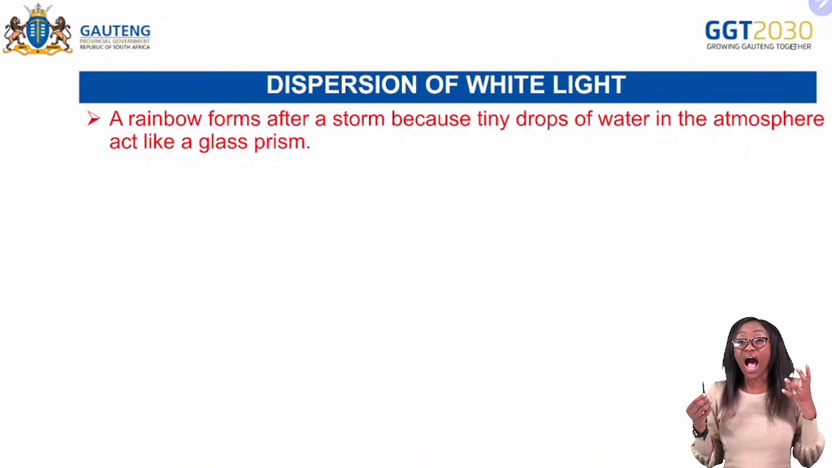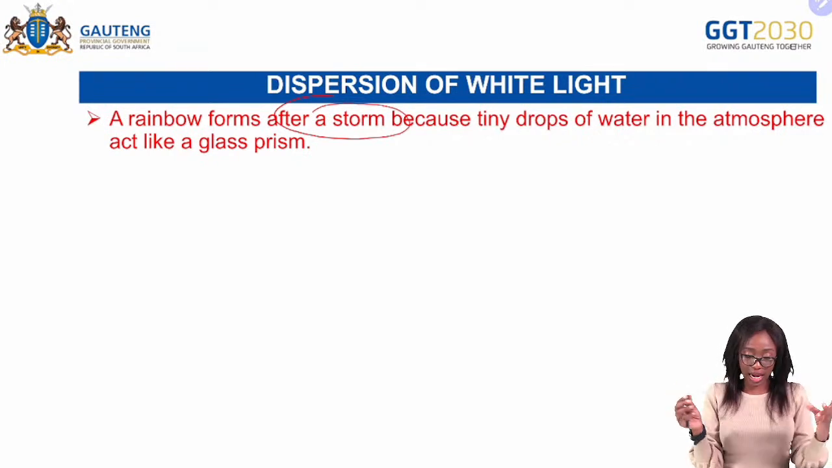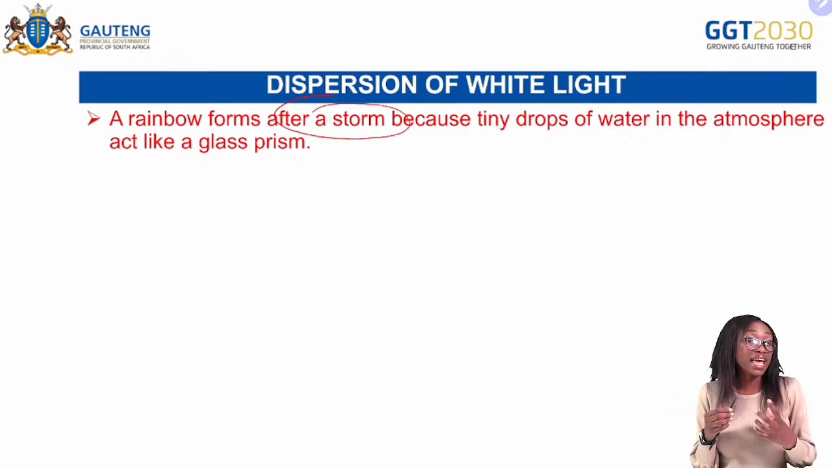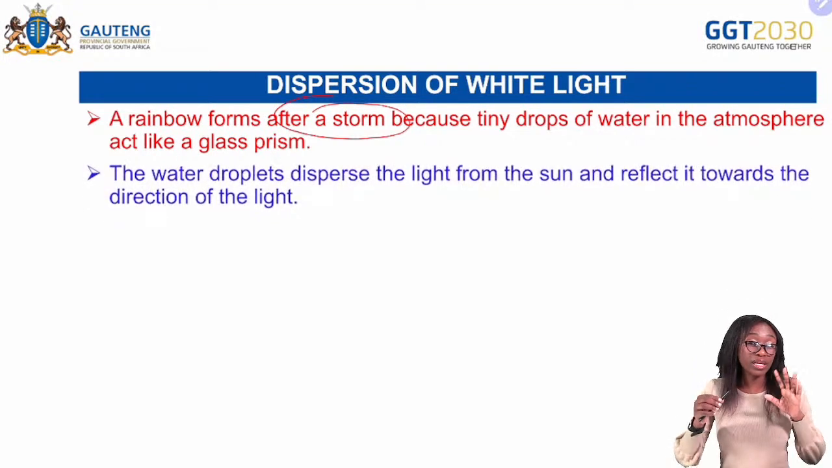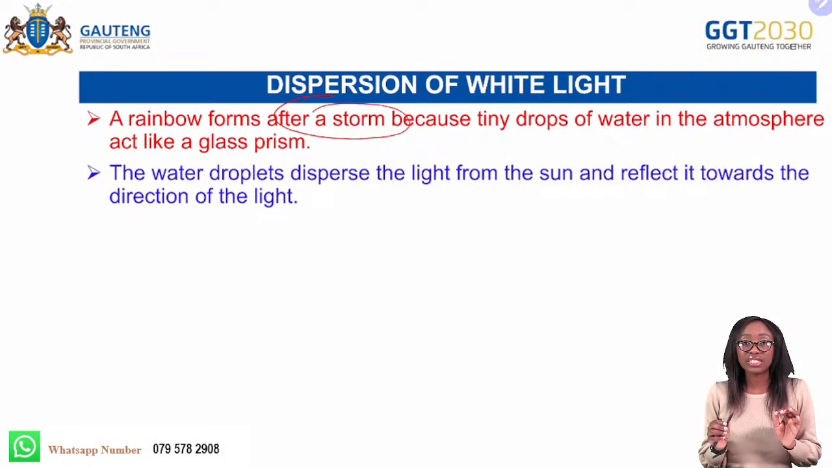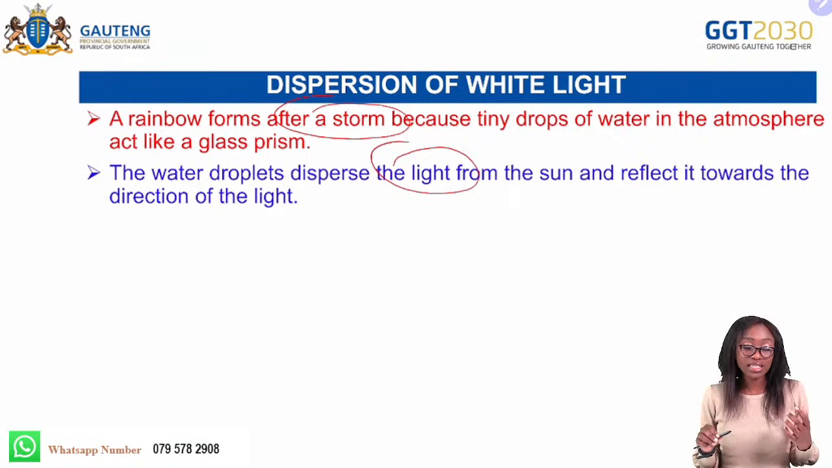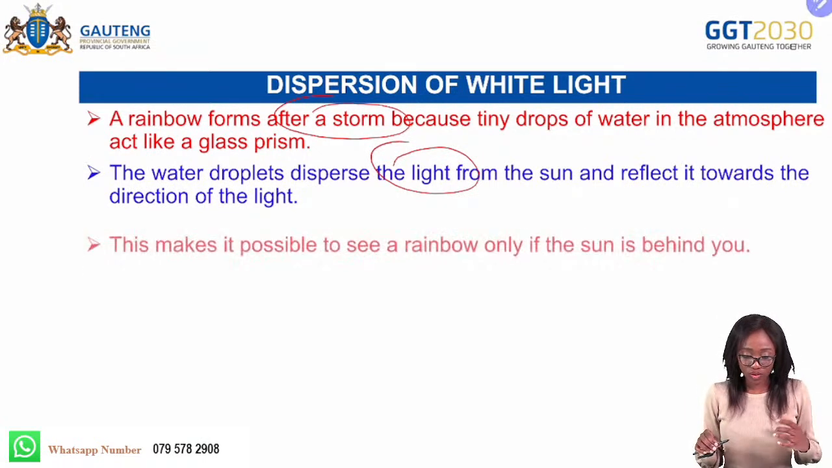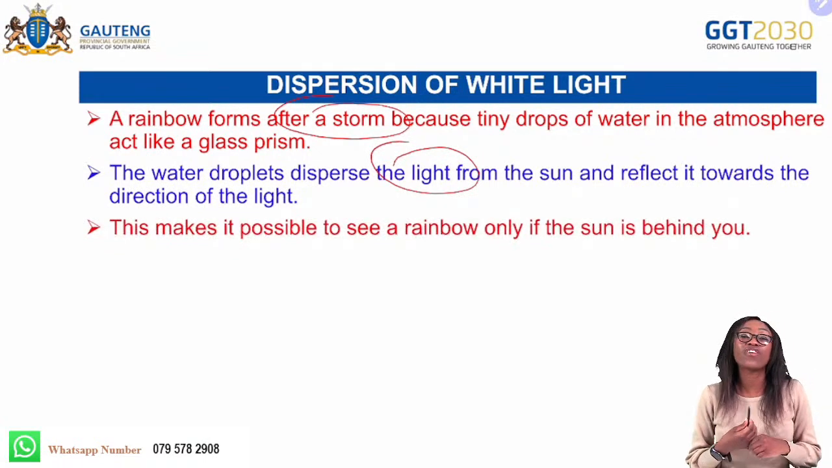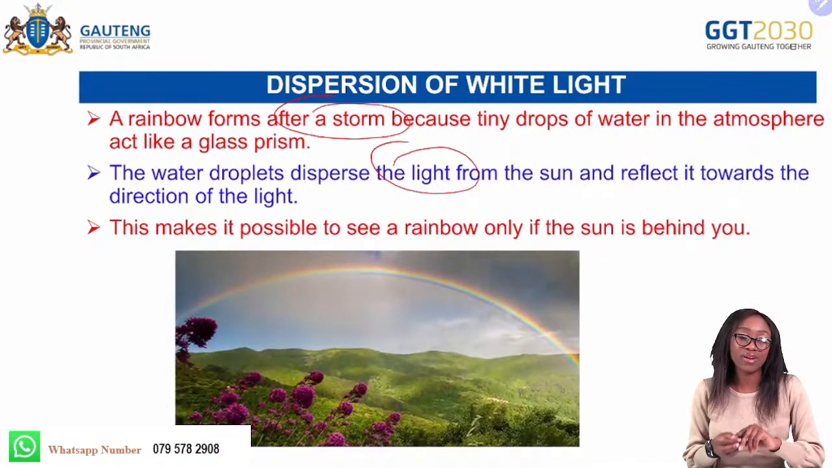Now, so how does a rainbow form? A rainbow forms after a storm because there are tiny drops of water in the atmosphere, and they act like a glass prism. Remember, less dense environment to a more dense environment. So the water droplets are able to disperse the light from the sun and reflect it towards the direction of the light. So this makes it possible for us to be able to see the rainbow, but only if the sun is behind you. So there is my rainbow over there.